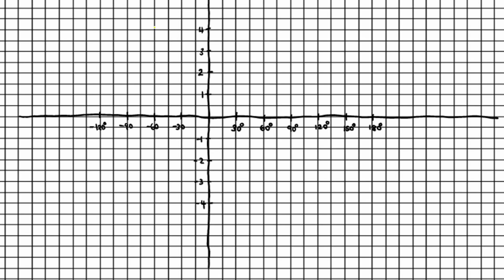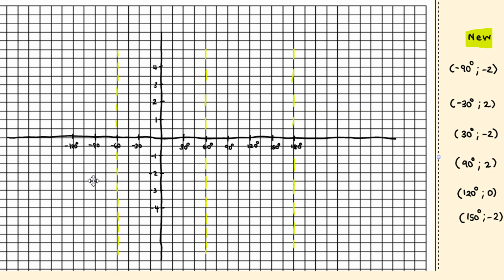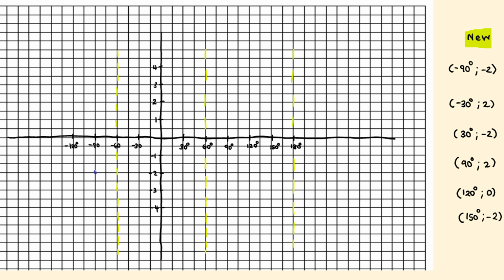If you see on the screen, I've already jotted down our intervals going up by 30 degrees, and now I'm just putting in the asymptotes at -60 degrees, 60 degrees, and 180 degrees. Then you're simply going to plot all of these new points. So (-90 degrees, 2), (30 degrees, 2), (30 degrees, -2), (90 degrees, 2), (180 degrees, 0), (150 degrees, -2), and don't forget your starting point of (0 degrees, 0).